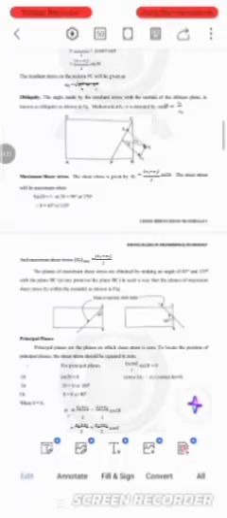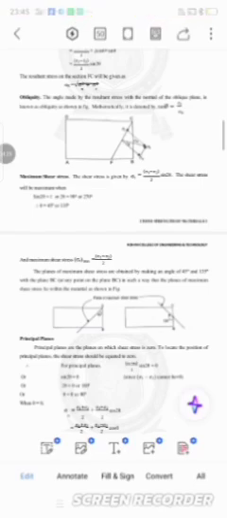The angle made by the resultant force with the normal of the oblique plane is known as obliquity. As shown in the figure, mathematically it is denoted by tan phi is equal to sigma t divided by sigma n. And for maximum shear stress, the shear stress is given by (sigma 1 minus sigma 2) divided by 2 times sin 2 theta. The shear stress will be maximum when sin 2 theta is equal to 1, or 2 theta equal to 90 degrees or 270 degrees, and theta is equal to 45 degrees or 135 degrees.